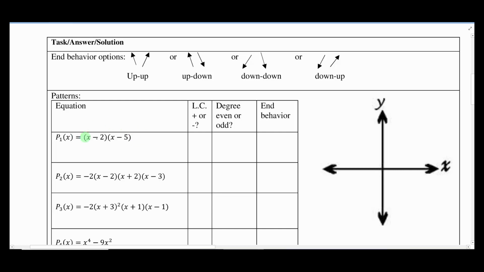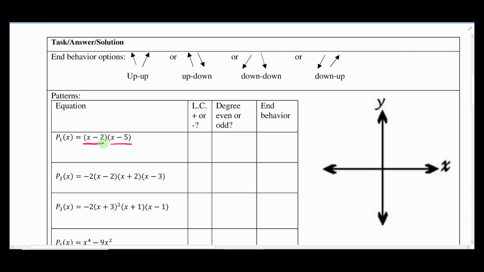All right, so let's take a look at a quick example here. So this is a pretty basic polynomial. This is a polynomial that has a degree of 2 because we can see two linear factors here. So we are going to have a degree 2 polynomial. All right, so this is going to create a parabola.